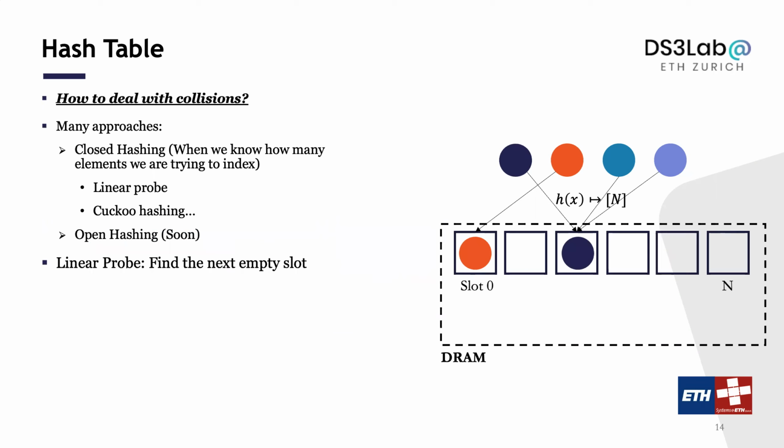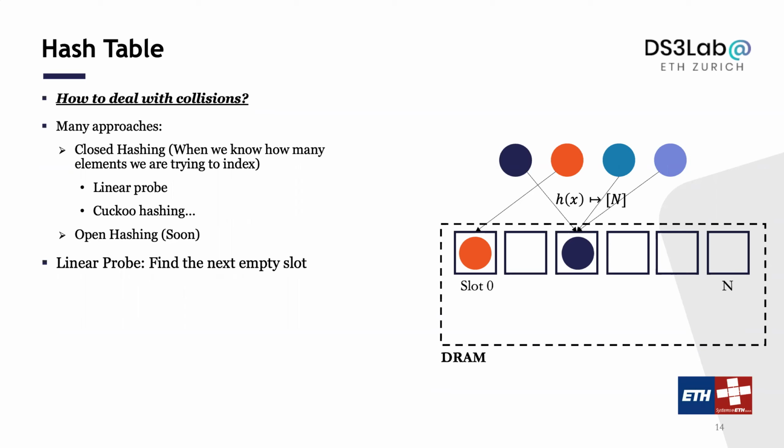We are more interested in the second question, actually. Assuming you give me a good enough hash function, how can we deal with collisions? That is, two different objects being mapped to the same bucket. There are many different ways to do it, and there are actually two lines of research here. The first line deals with a method called closed hashing, which is when we know how many elements we are trying to index.